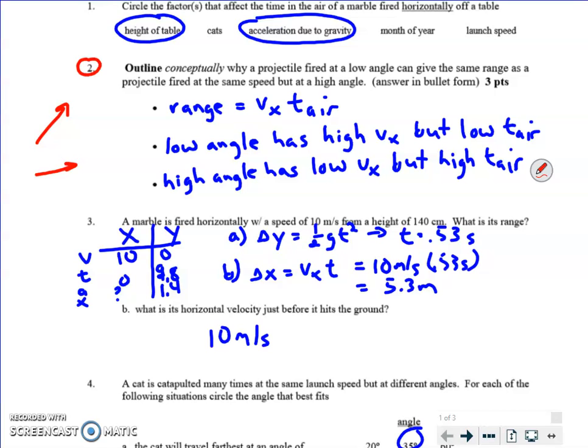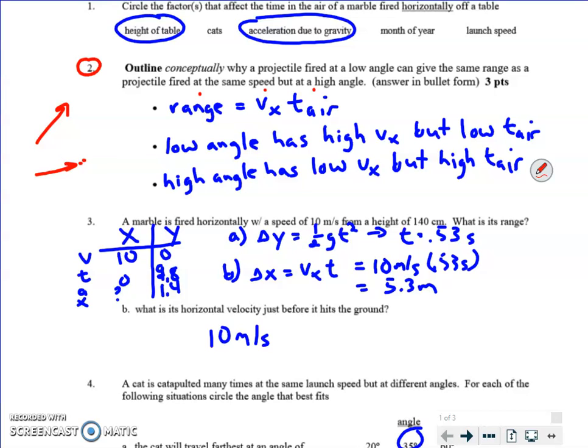So the basic idea is, first you want to establish what's an equation that dictates range, right? So range is simply equal to how fast you're moving horizontally, that's important, multiplied by how much time you're in the air. So now that you've established the rule for how you calculate range, now you can look at the two situations. So if I fire something at a low angle, then we can say, well, that has a high horizontal velocity, but it has a low time in the air.